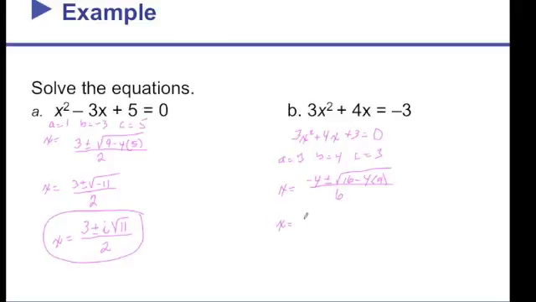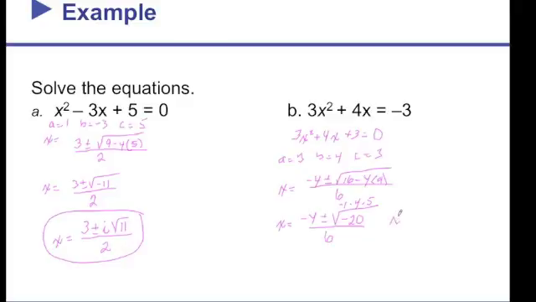x equals -4 plus or minus the square root. 4 times 9 is 36. 16 minus 36 is -20, all over 6. -20, so that's a -1 times 4 times 5.